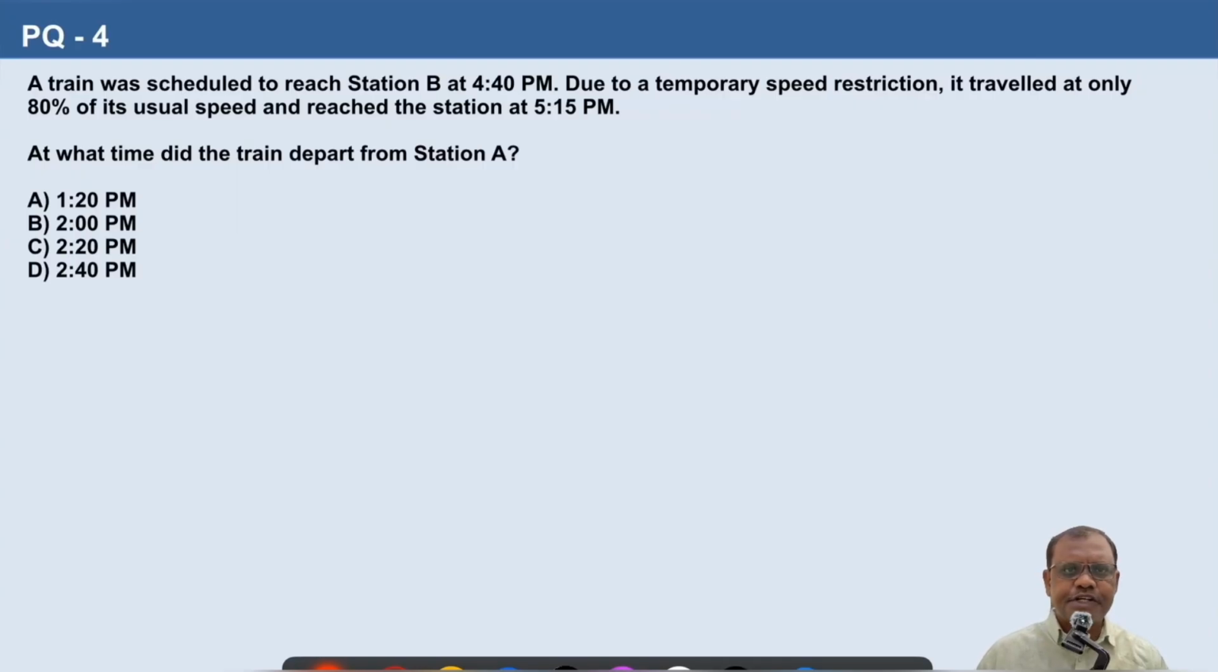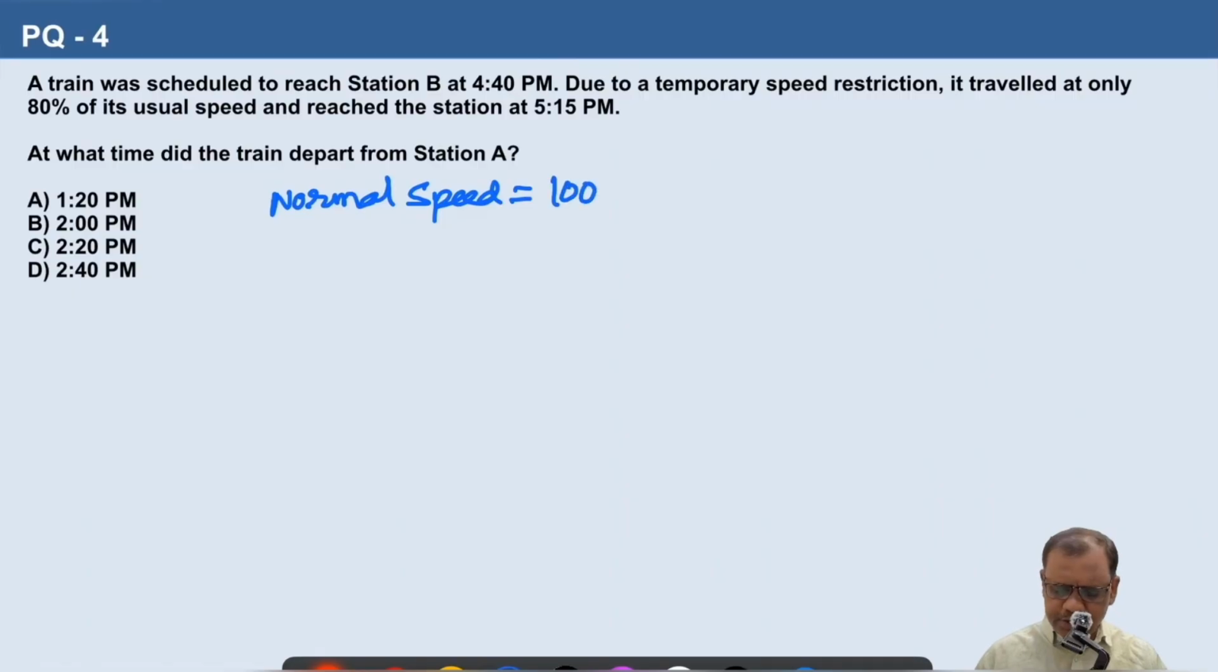A train was scheduled to reach station B at 4:40 p.m. Due to a temporary speed restriction, it traveled at only 80% of its usual speed and reached the station at 5:15 p.m. At what time did the train depart from station A? So here let us assume the normal speed of the train as 100.